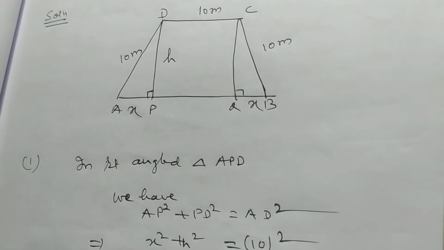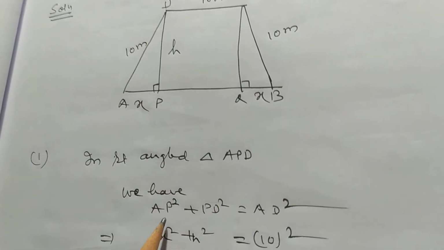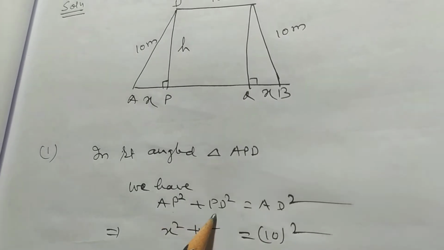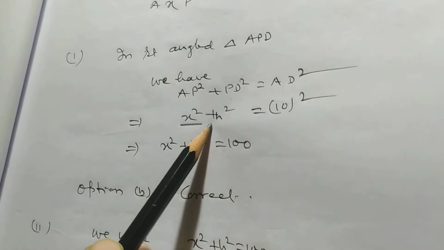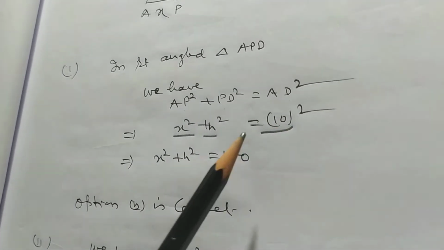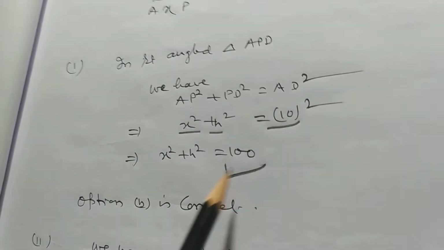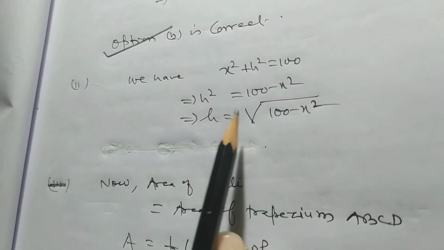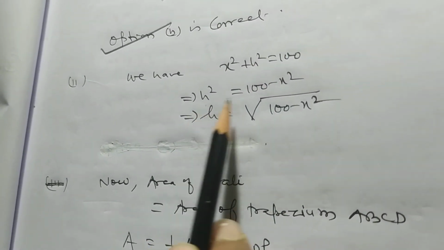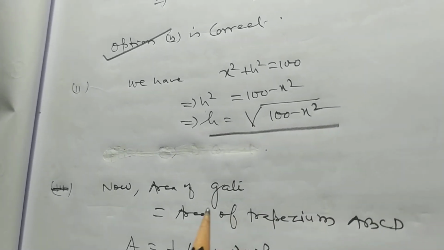So my dear students, in right angle triangle APD, you can observe that AP square plus PD square is equal to AD square. That is x square plus h square is equal to 10 square. So we get the relation x square plus h square is equal to 100. So option B is correct. Small h square is equal to 100 minus x square, so h is equal to root over 100 minus x square.